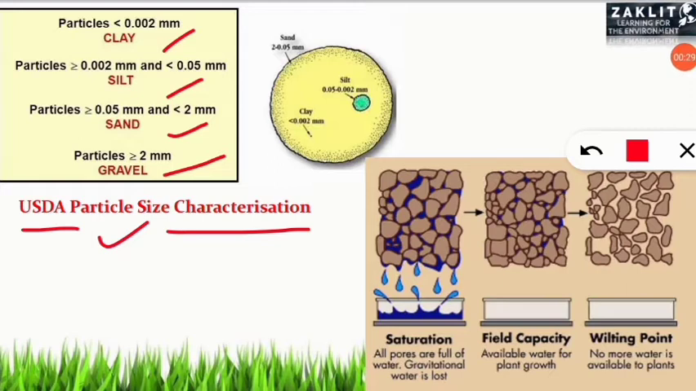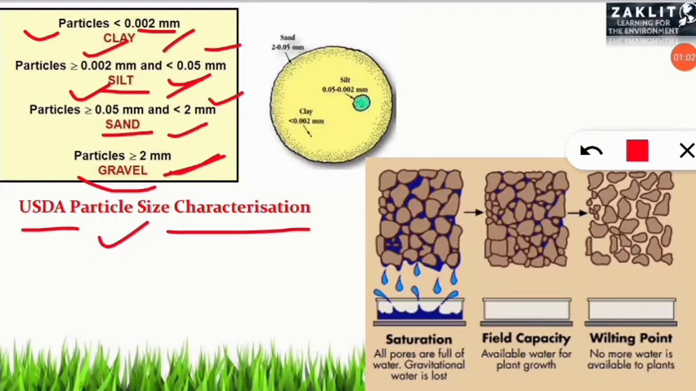That is important. You should know that in clay the particle size is less than 0.002 millimeter. Similarly, silt particle size is between 0.002 millimeter and 0.05 millimeter. Sand particles, according to USDA characterization, lie between 0.05 millimeter and 2 millimeter. Next comes gravel. The gravel size is greater than 2 millimeter. So that is very important. You should note it down.